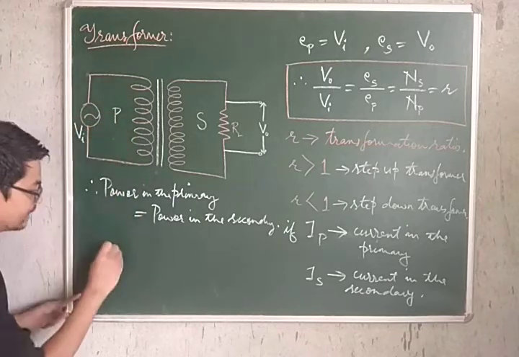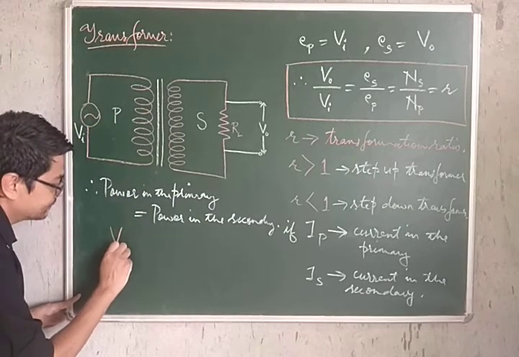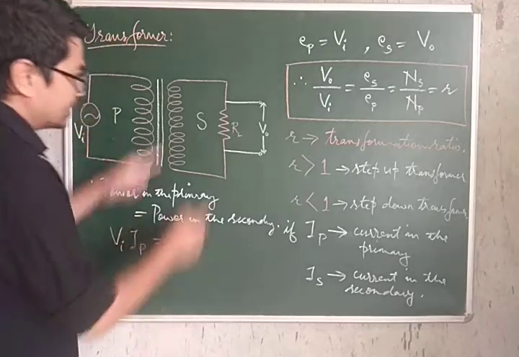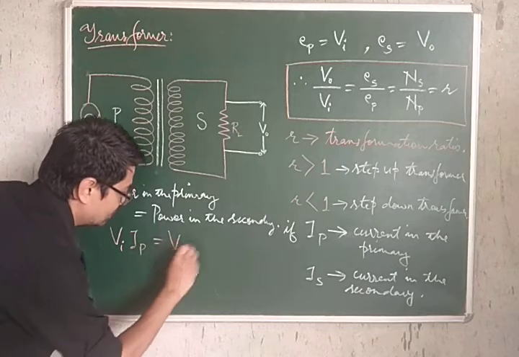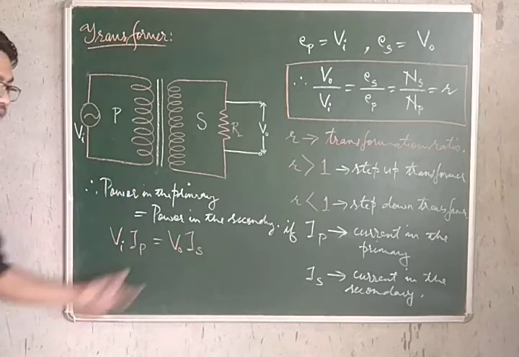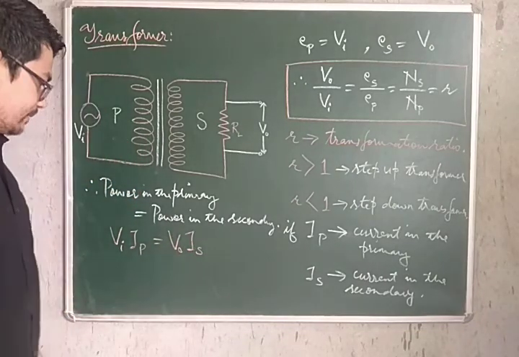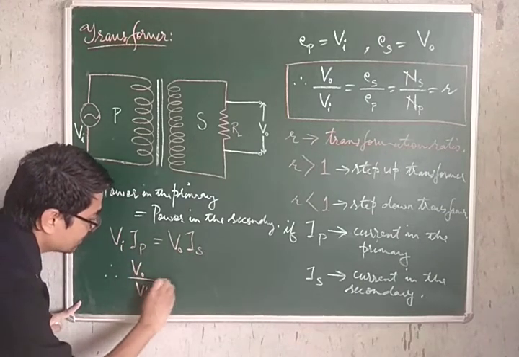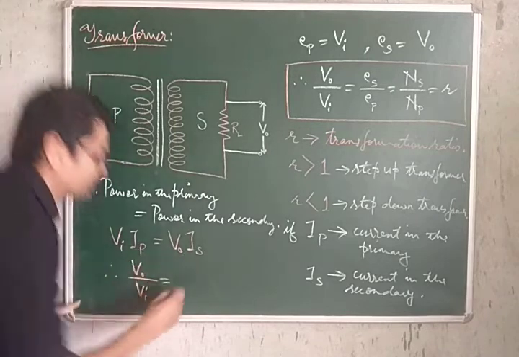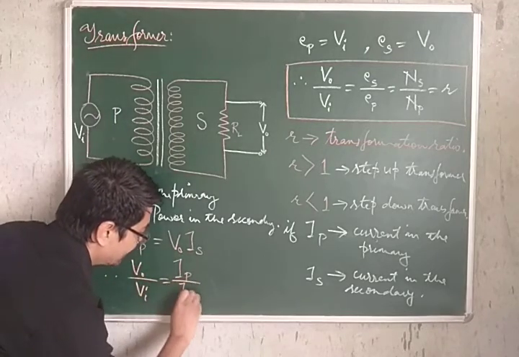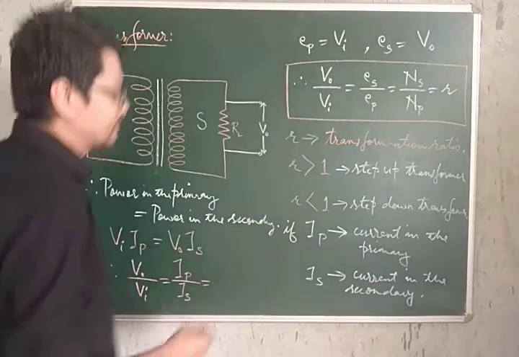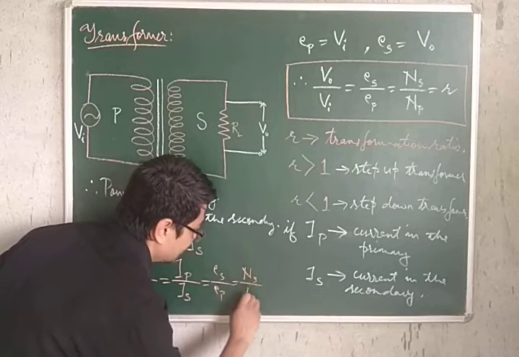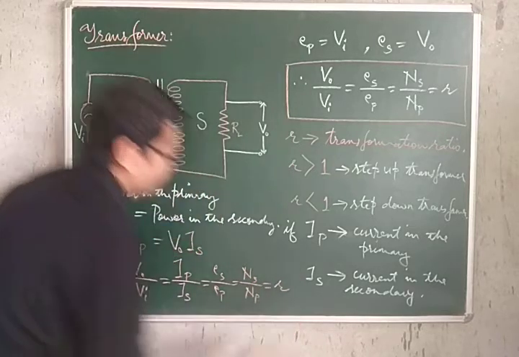So what is power? Power in the primary will be VI into IP. This has to be equal to the power in the secondary, which is the output voltage multiplied by the current in the secondary. Therefore, V0 by Vi will be IP by Is, and this of course is equal to Es by EP, which is Ns by Np, which is equal to r. Remember that.